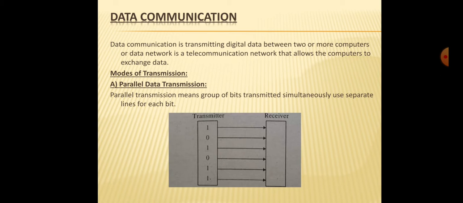Then next one is data communication. So data communication is what? Transmitting digital data between two or more computers. Okay, that is your data communication we will be seeing.